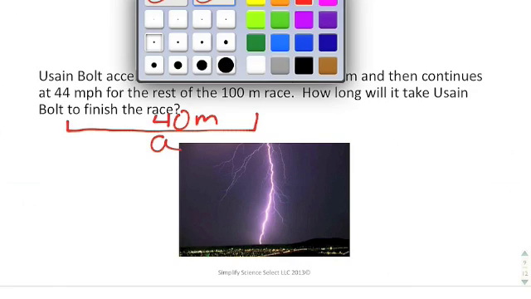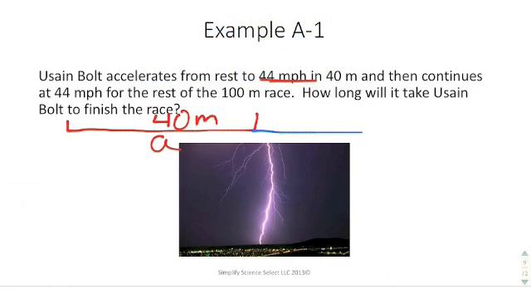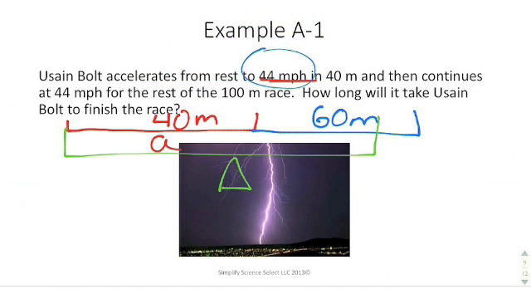Then we also know that he's going to be moving at a constant velocity for the rest of the 60 meters. He's going to maintain this 44 miles per hour. So we know that the total 100-meter race is going to consist of two different segments. And what we want to know is the total time. So we'll put it in another color. We want to know the total time of the race.